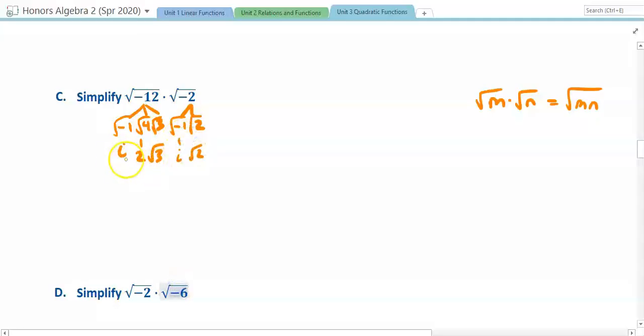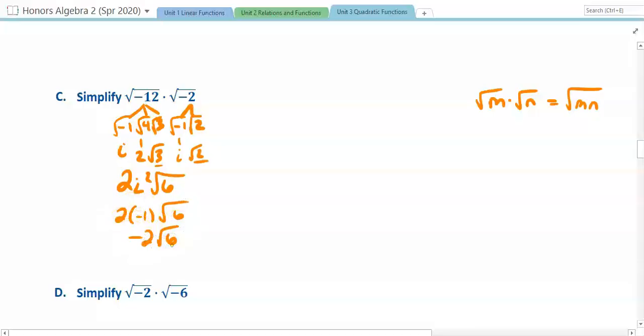And so multiplying what's outside, i times i is i squared, so I've got an i squared. I've got a 2 outside. And under the radicals, I'm going to get 3 times 2, which is 6. But i squared is equal to what? Negative 1. And so 2 times negative 1 times the square root of 6. And that gives me negative 2 times the square root of 6.